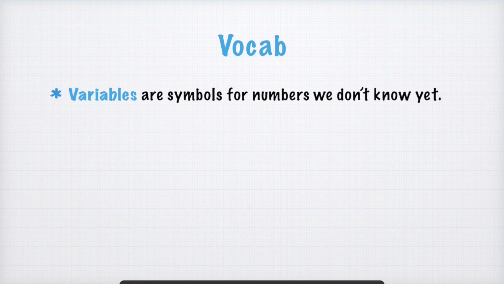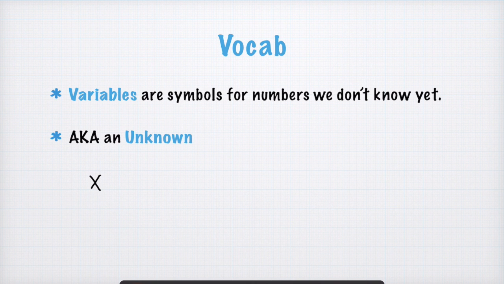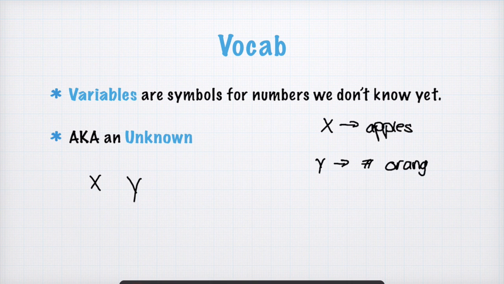Another thing about vocab is variables. Variables are symbols for numbers that we don't know yet. They're also called an unknown. So what do we know about these? Well, the most common one that you've probably run across is x. You've also probably seen y. Let's say that x, in our case, represents apples. So it's a number that we don't know yet. We don't know the number of apples we have, we just know that it represents apples. Let's do y representing the number of oranges. We'll remember this later on.